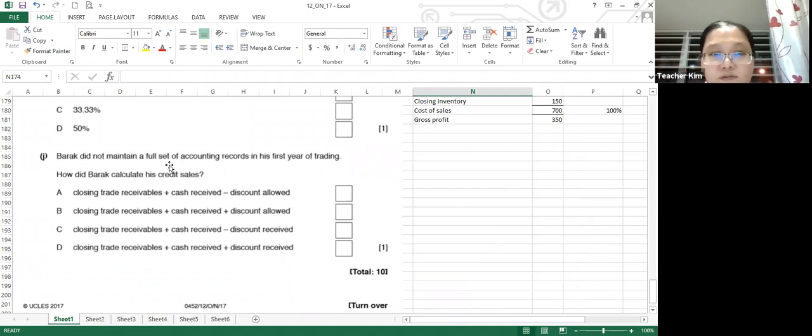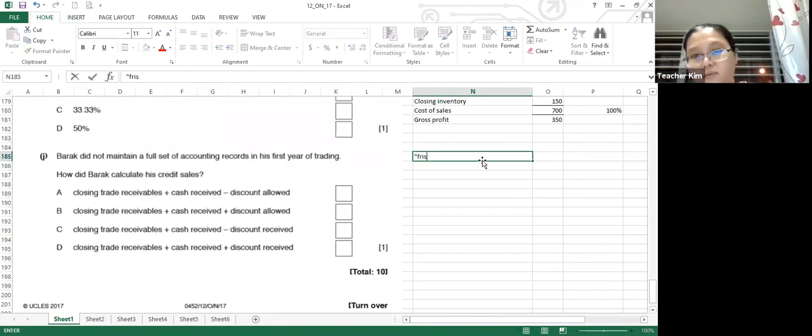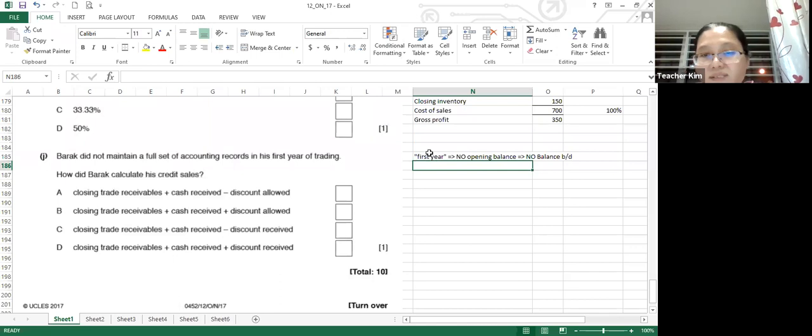Bharat did not maintain a full set of accounting records in his first year of trading. So when there is a first year, the words "first year" are trying to tell you that there is no opening balance, I mean no brought down. So take note of it. The words "started" and "first year" all indicate this.